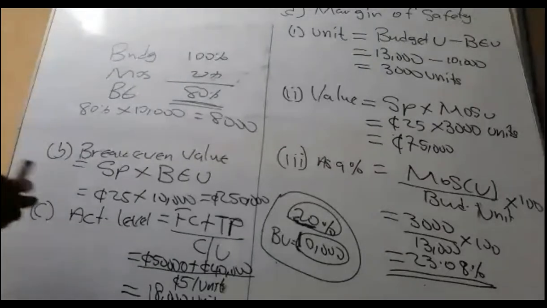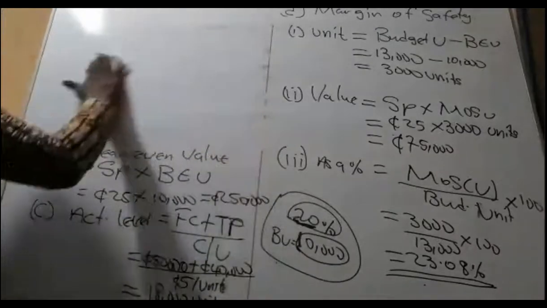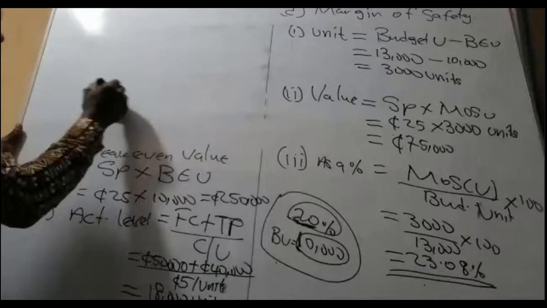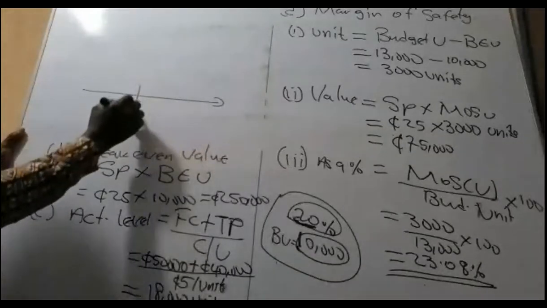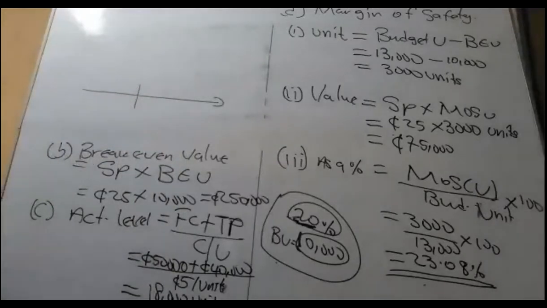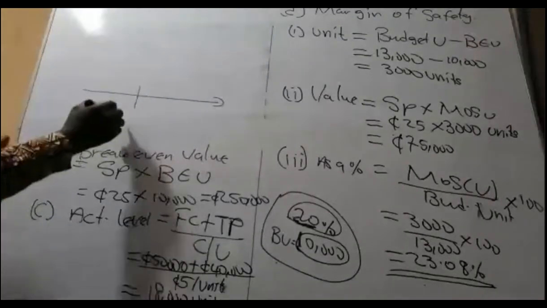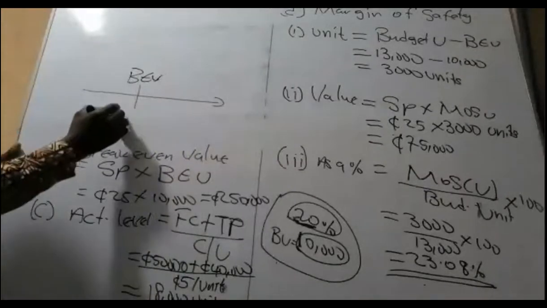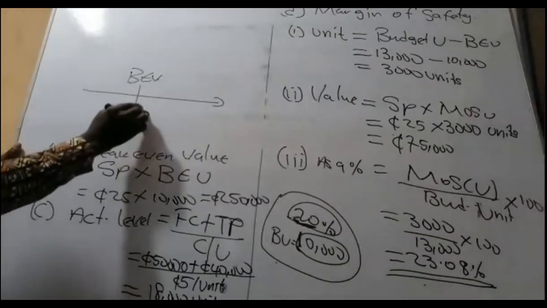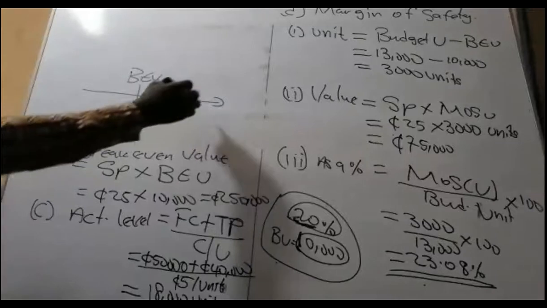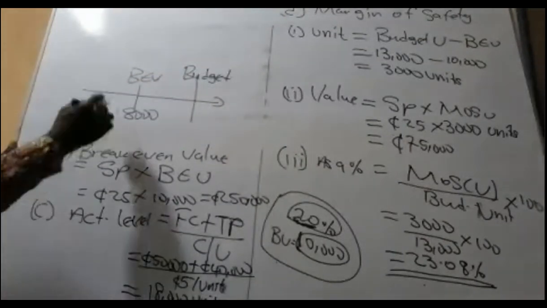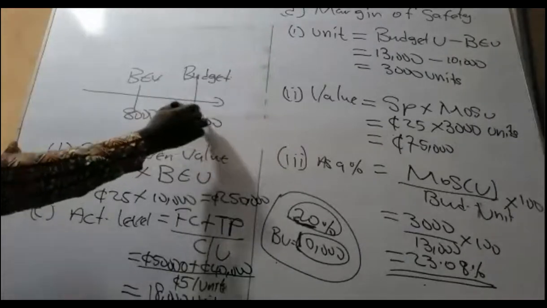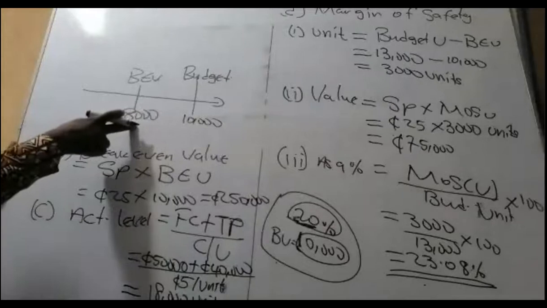Okay, now let me take it again. We said that the break-even and then the margin of safety, let's assume that you are breaking even. Let me use this illustration. If you are breaking even at a value of, let's say, 8,000, when you produce 8,000 units, you are breaking even. So because of that, you budgeted 10,000, so that even if you're not getting the 10,000, you land yourself somewhere here.